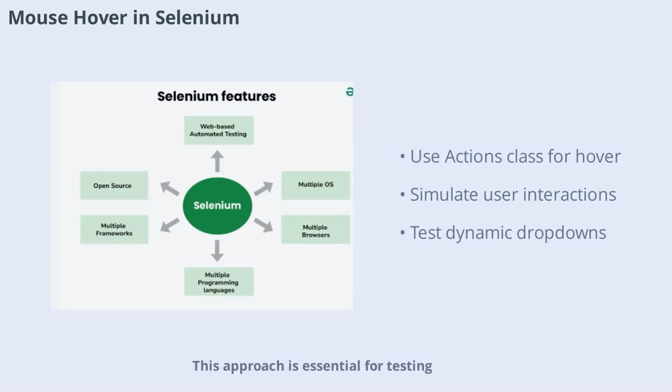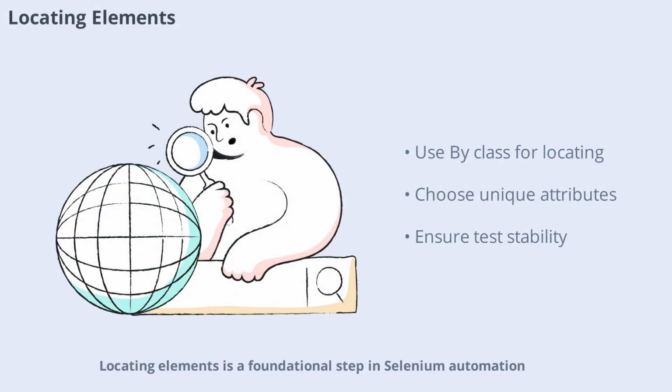This approach is essential for testing dynamic menus and interactive web elements, ensuring your automated tests can mimic real user behavior accurately. Locating elements is a foundational step in Selenium automation. The By class in Selenium offers multiple strategies to find elements, such as By.id, name, className, or xpath. For instance, you might use By.id to target a dropdown or By.xpath to select a specific option within a list.